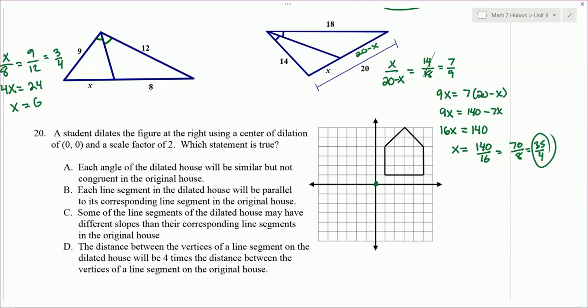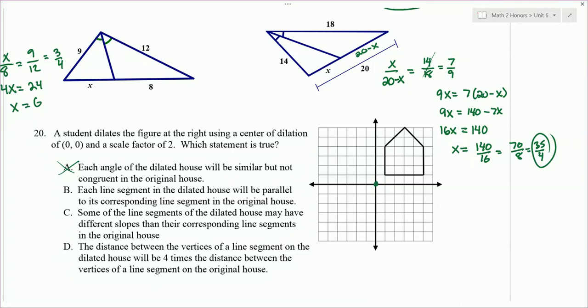So our options are: A, each angle of the dilated house will be similar but not congruent. That's false, because we know angles are congruent when the figures are similar. B, each line segment in the dilated house will be parallel to its corresponding line segment in the original house. That sounds true. We'll come back to that. C, some of the line segments of the dilated house may have different slopes in their corresponding. So you see how B and C are different. One's parallel, one's different slopes. So you can't go with one, not the other, without rejecting the other.